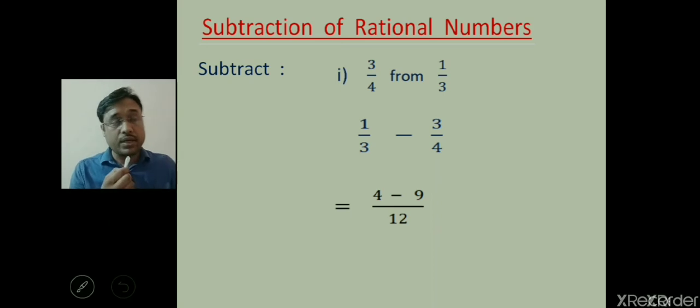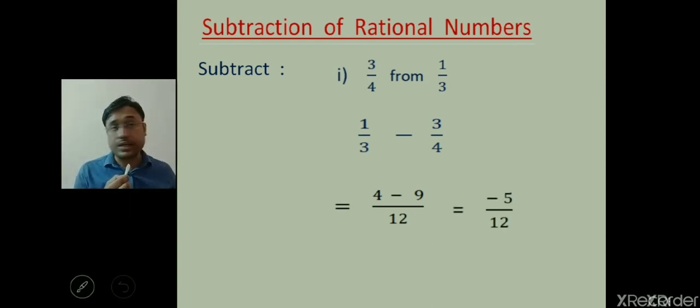Now we can simply subtract the numerators. 4 minus 9 is minus 5. We know from integer subtraction that when the signs are opposite, you find the difference between the two values and give the sign of the greater numerical value in the result. So the result is minus 5 by 12.